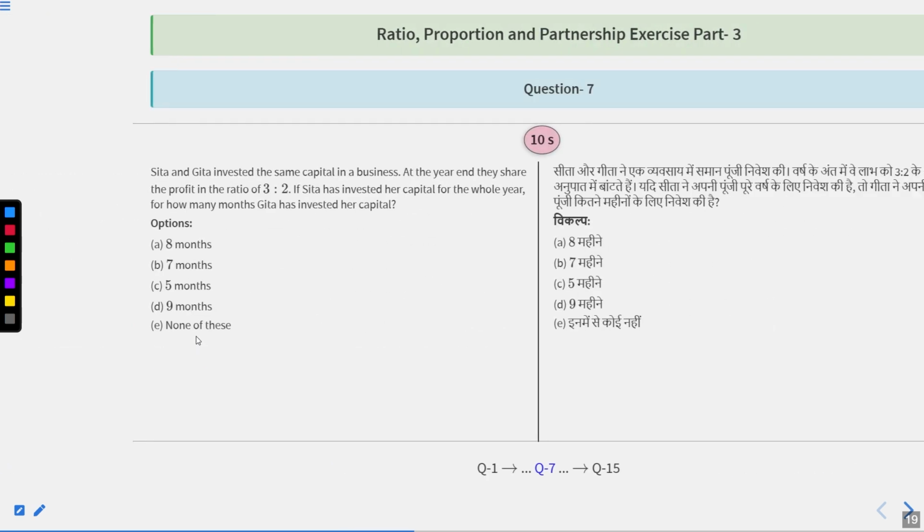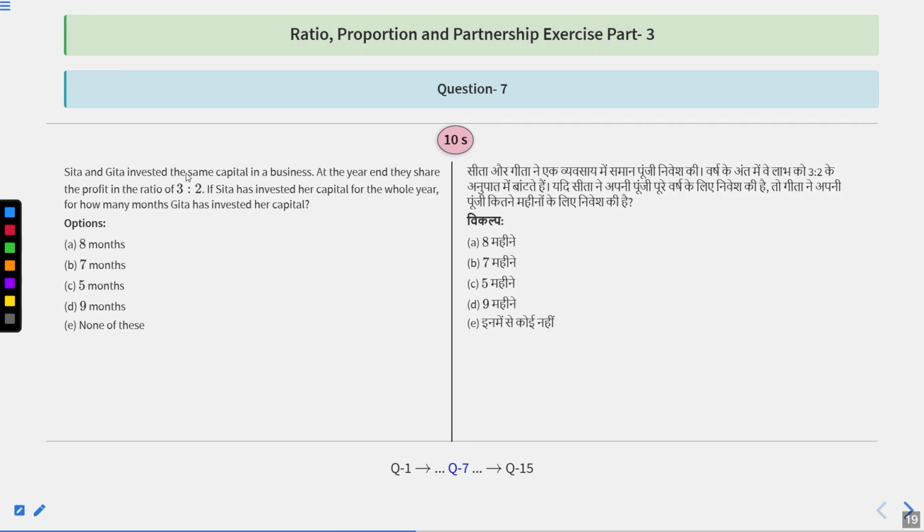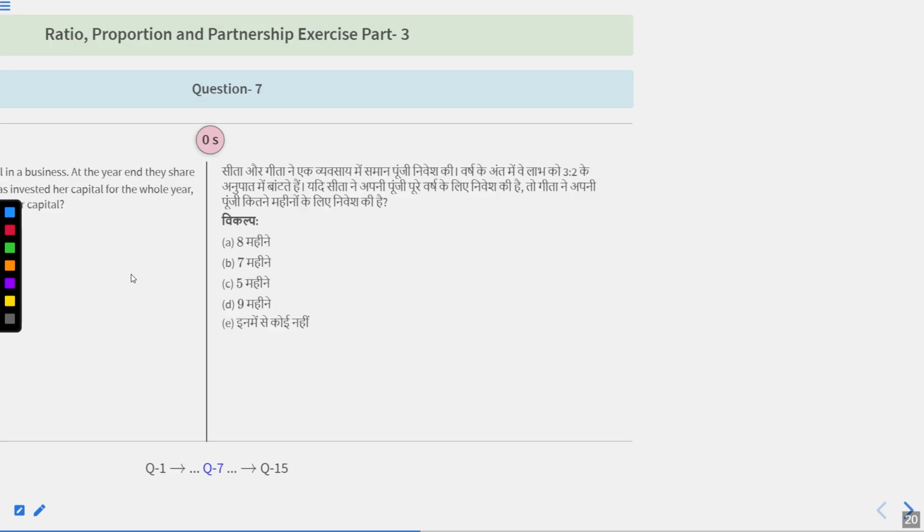Next one is, Sita and Geeta invested the same capital in a business. At the end of the year, they share the profit in the ratio 3:2. If Sita has invested her capital for the whole year, for how many months has Geeta invested her capital? You have 5 options and 10 seconds to solve this question. Your time starts now. Now time's up. Let's see the solution.